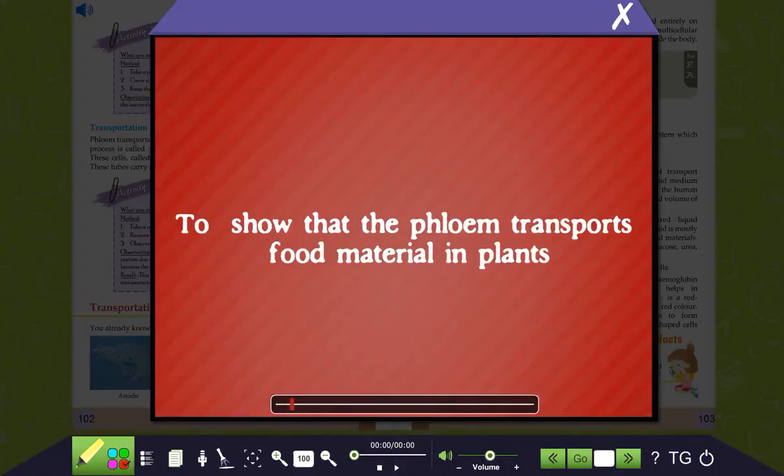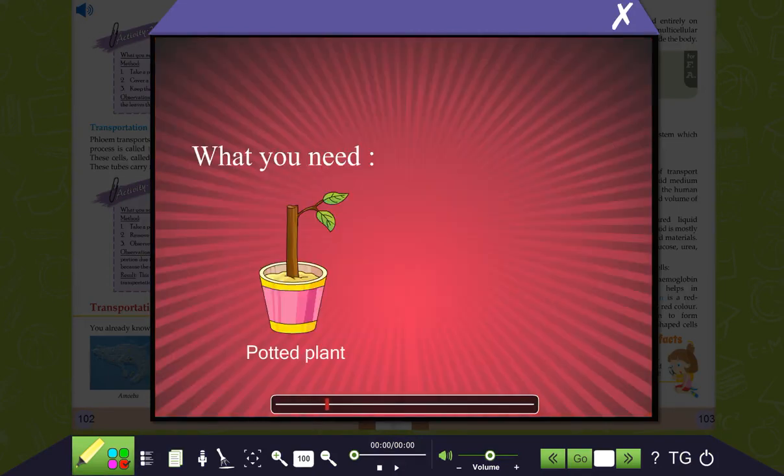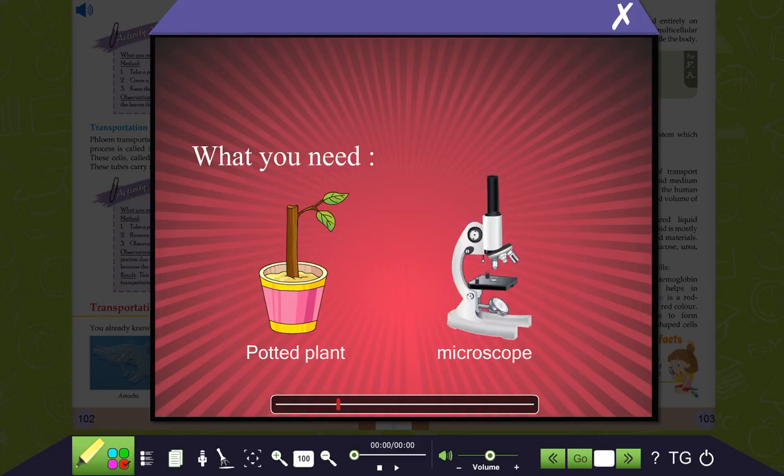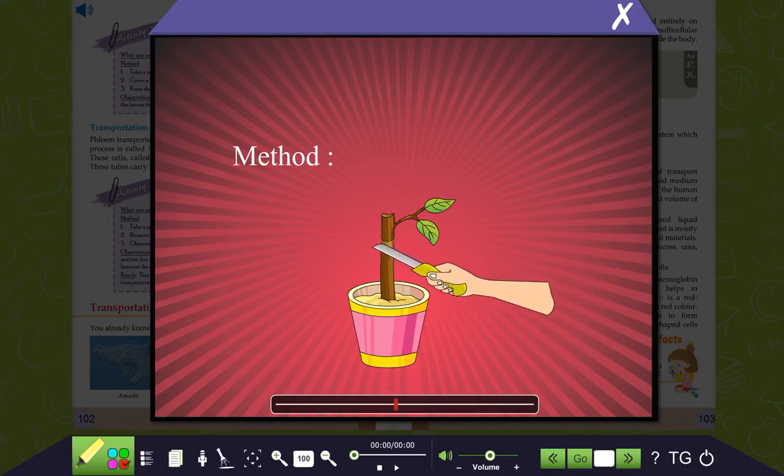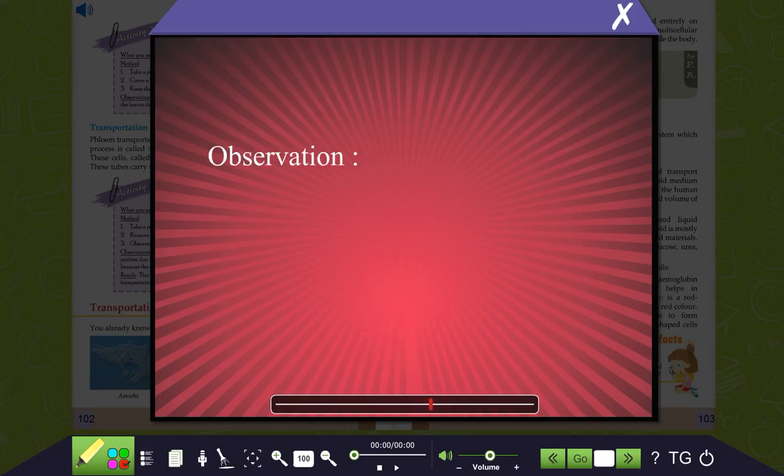Activity 3. To show that the phloem transports food material in plants. What you need: potted plant and a microscope. Method. 1. Take a potted plant with a thick stem. 2. Remove the phloem tissue from the stem. 3. Observe the stem after a few days.